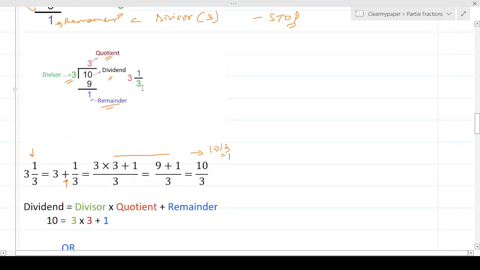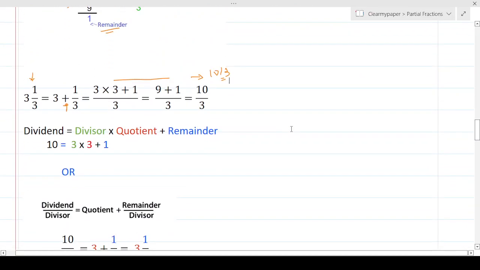Let's say I'm going to take this example over here. We have 10, and I'm dividing by 3. 3 times 3 is 9, and the remainder is 1. So what this expression tells us is that if I can use this kind of formula to express this, my dividend is equal to the divisor and the quotient multiplied. This 3 and this 3 multiplied.